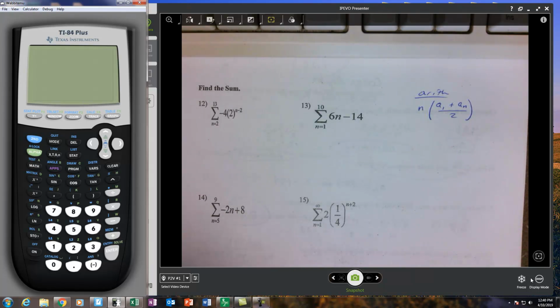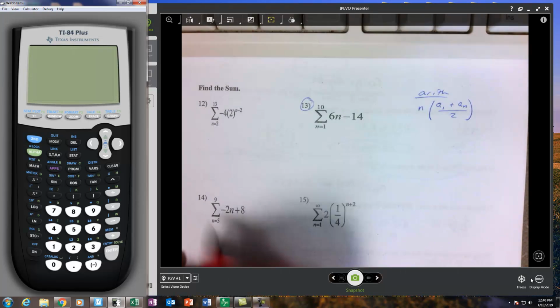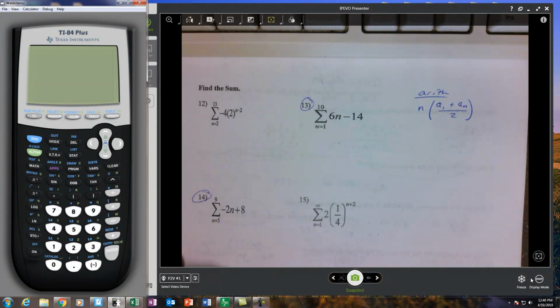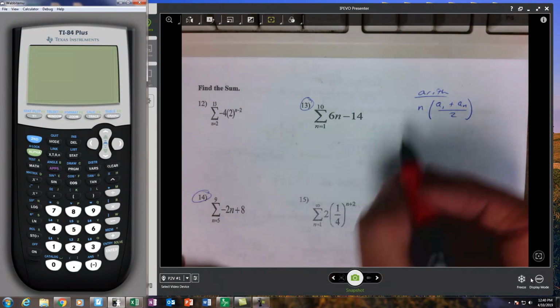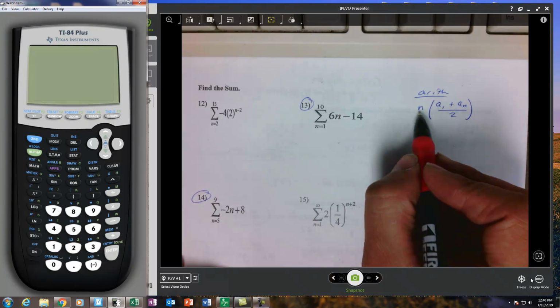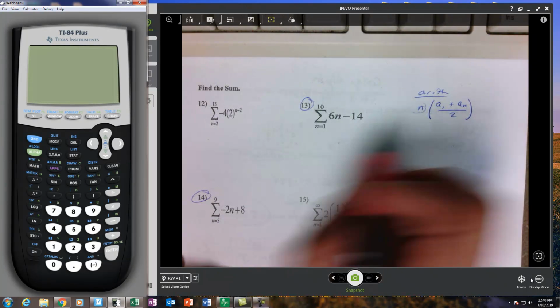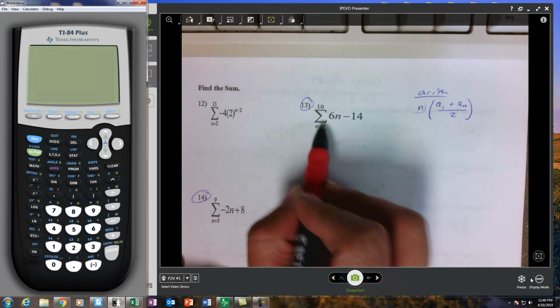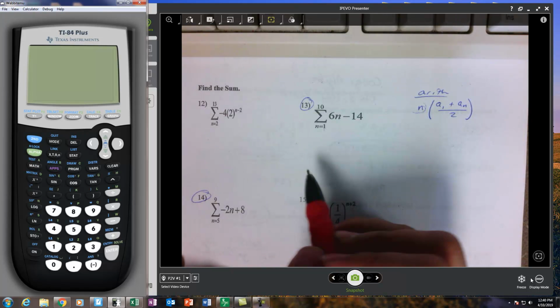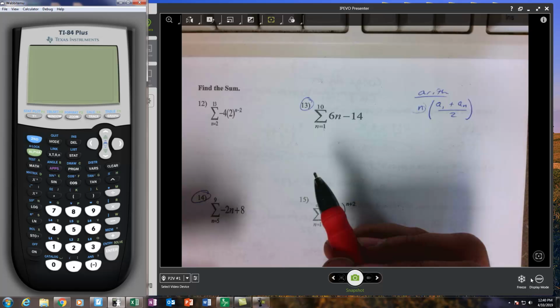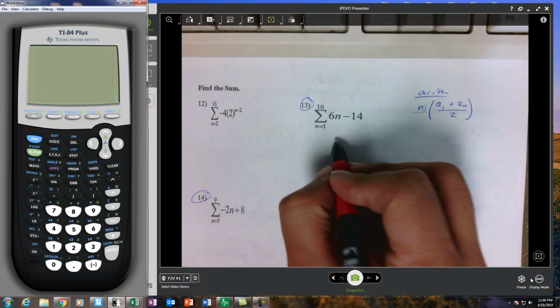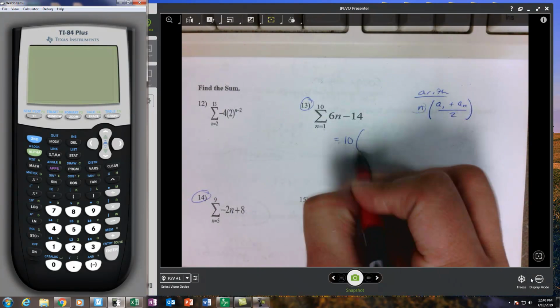Now an arithmetic one would look like a line equation, which would be 13 and 14. Both of those are arithmetic in nature. To do this, I first have to figure out how many numbers there are. Well, to go from 1 all the way up to 10, that's 10 numbers. If you think about counting from 1 to 10, you'd have 10 numbers. So this would equal 10 times.